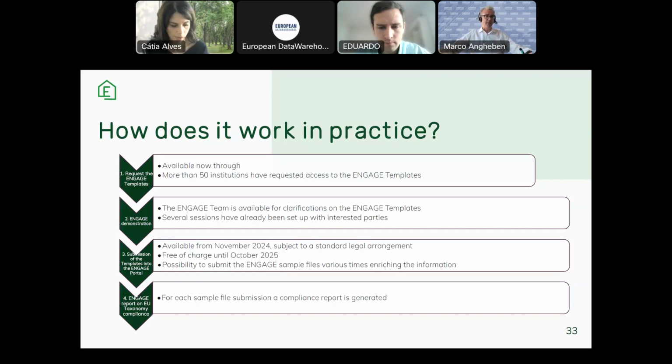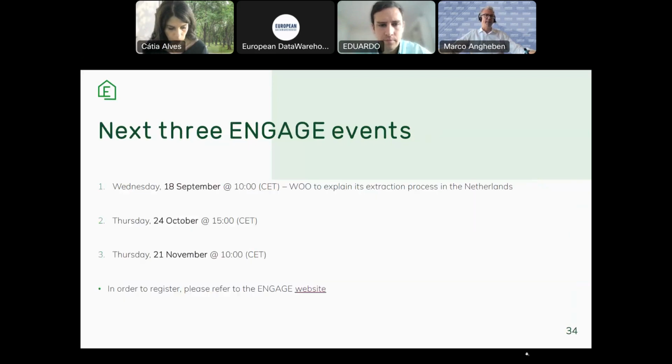It will be possible not only to submit it once, but to submit it various times, because, as UCI and other institutions are doing, it will take time to enrich the information. So it's not going to be a one-off exercise, it's going to be an ongoing exercise. Finally, you will get a compliance report generated from the portal.